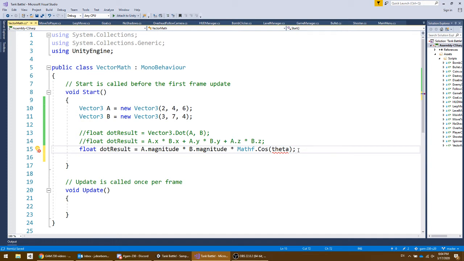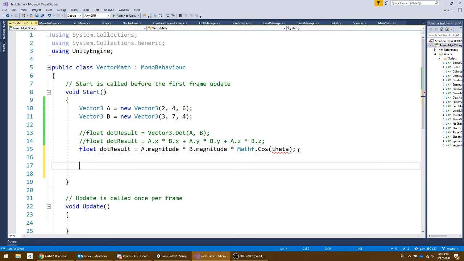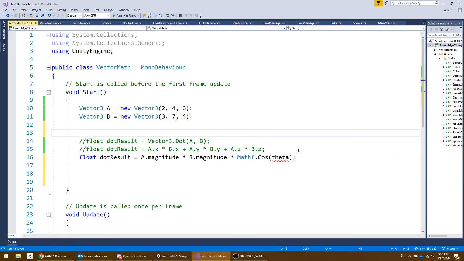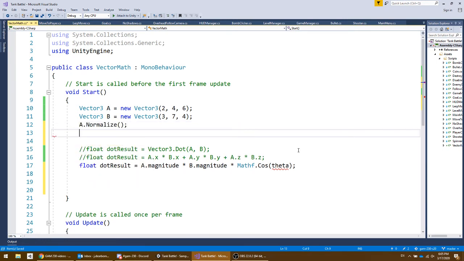But specifically, when you work with a unit vector, let's say you have two unit vectors, you can talk about this as how aligned they are. So if these were unit vectors, let me do a dot normalize and b dot normalize.